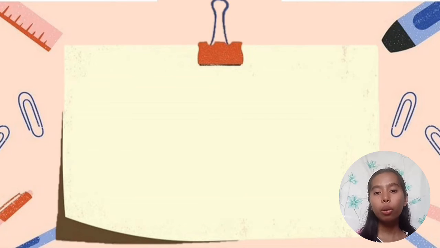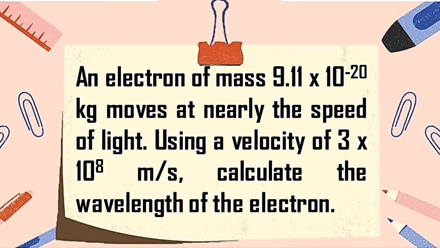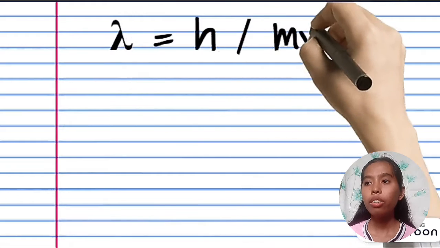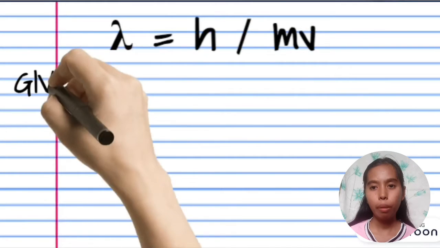Now that you already know how the equation has been derived, let us use this in computing this problem. An electron of mass 9.11 times 10 raised to negative 20 kilogram moves at nearly the speed of light. Using a velocity of 3 times 10 raised to 8 meter per second, calculate the wavelength of the electron. But first, let's write what are the given on the problem.